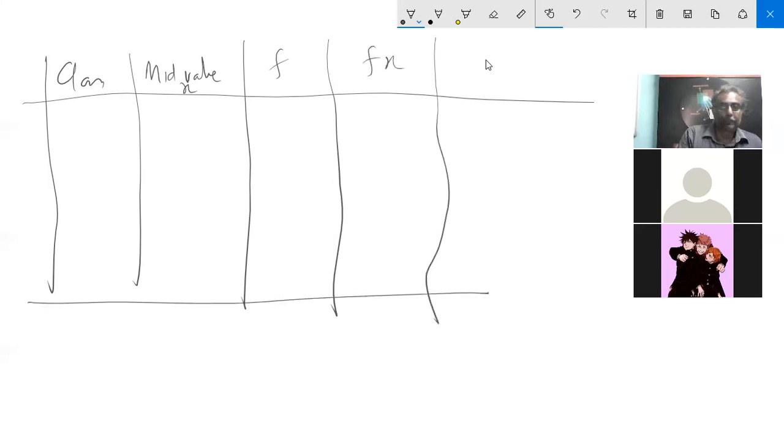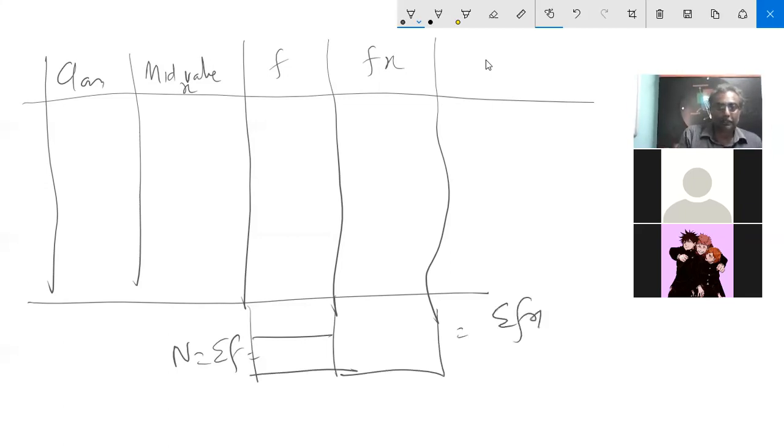After that, you find sigma f. N is equal to sigma f. This total. Then you find this total. It will be sigma f of x. Okay, then arithmetic mean x bar is equal to sigma f of x by sigma f. That's all. That is the calculation.